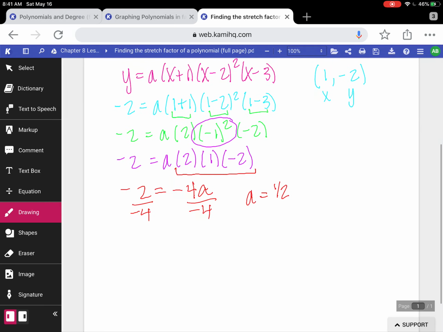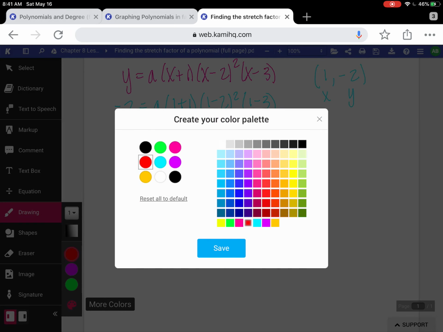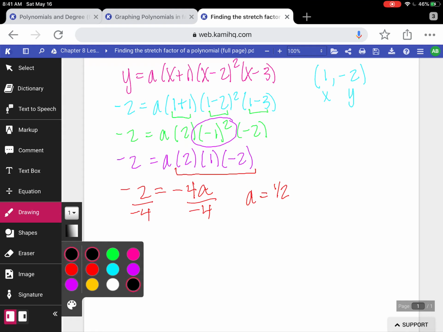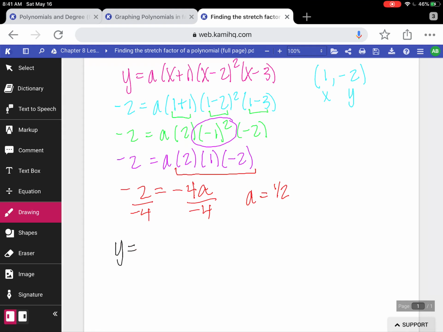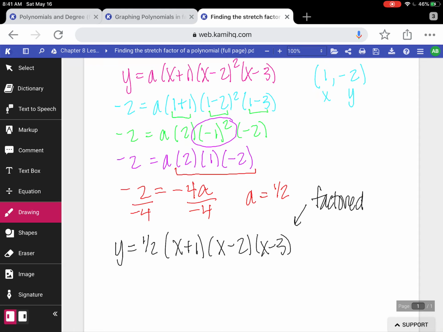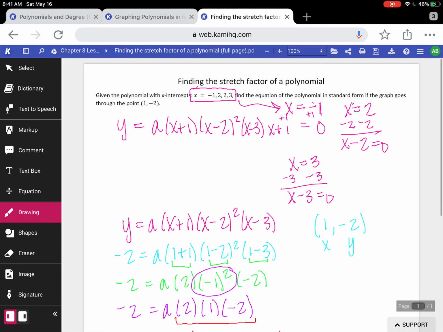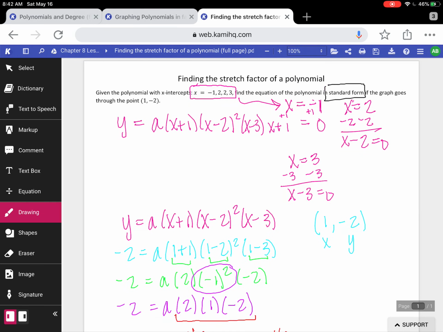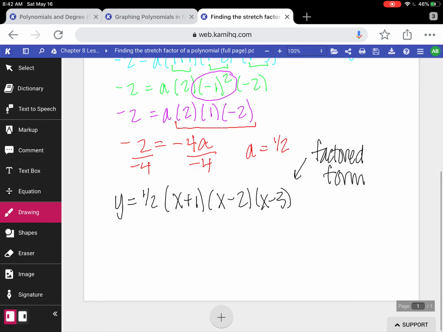Okay, then we are going to go ahead and fill that in for our a value. So we have y equals 1/2 times (x plus 1) times (x minus 2) squared times (x minus 3). So this would be our answer if we wanted the equation in factored form. However, if you go back and read the directions, it actually tells us that we want it in standard form. So what that means is we need to go ahead and actually multiply everything out.